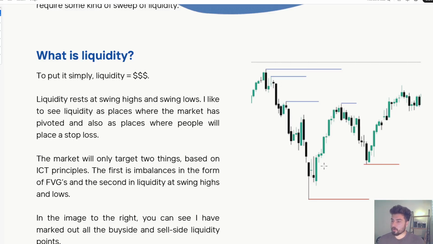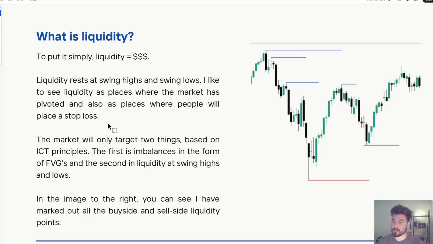Therefore, there's always liquidity and the market's going to move to either the upside or the downside. We're going to base a model to target either side, either buy side or sell side, in any session. Could be London, Asian, New York, AM or PM. So that's what I like to see liquidity as.